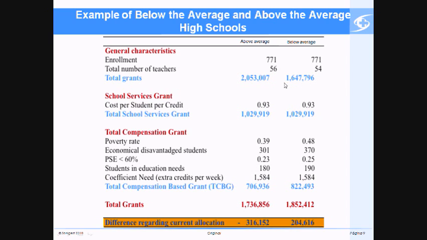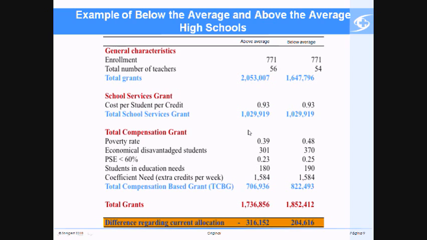If we apply the new formula, we can calculate the school services grant based on the cost per student per credit. Here in this example, it is set at 93 cents, times the number of students, times the number of credits, times, in this case, the number of credits over the whole year, which would give us a total school services grant of just over $1 million. This would apply to both schools since they have the same number of students.